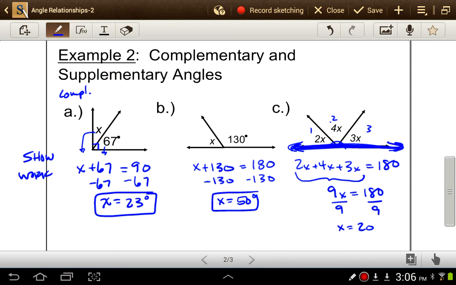Each angle measure I have to figure out. 2 times 20, that's 40 degrees. 4 times 20, that is 80 degrees. And then 3 times 20 is 60 degrees. And there are my three answers, and you can check your work by adding them up. If you need to pause, go ahead. Otherwise, I'm moving on to my next example.